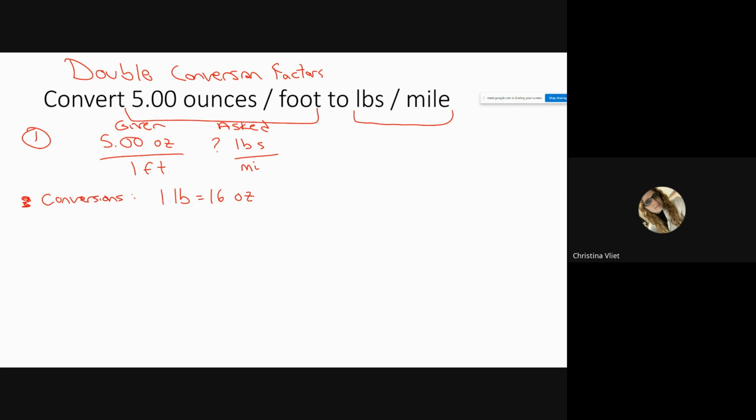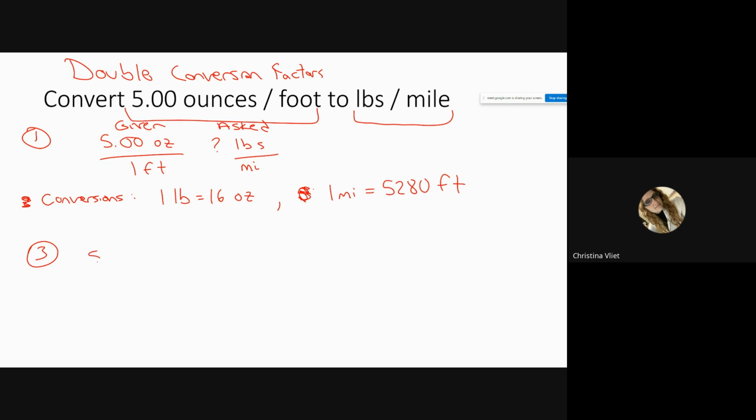What about feet to miles? Do we have something from feet to miles? 1 mile, that's the way it reads out, is 5280 feet. We've got these two conversions, and so now we just have to know how we place them. So now we're going to go to our step 3.